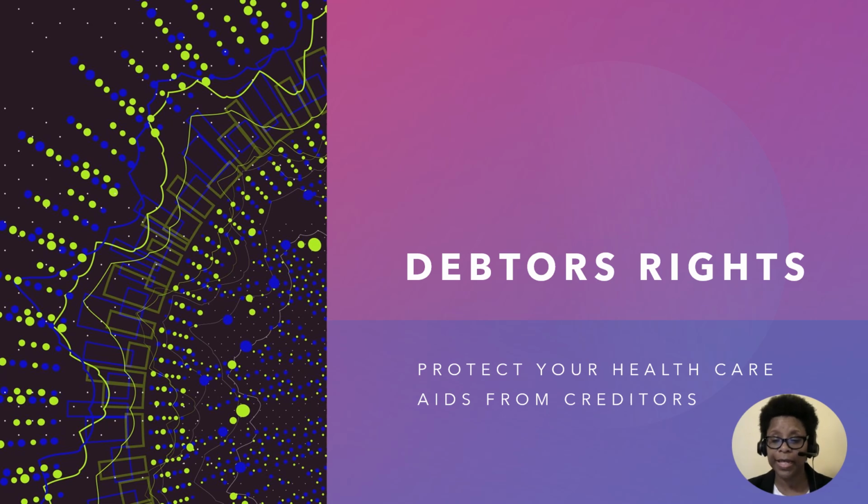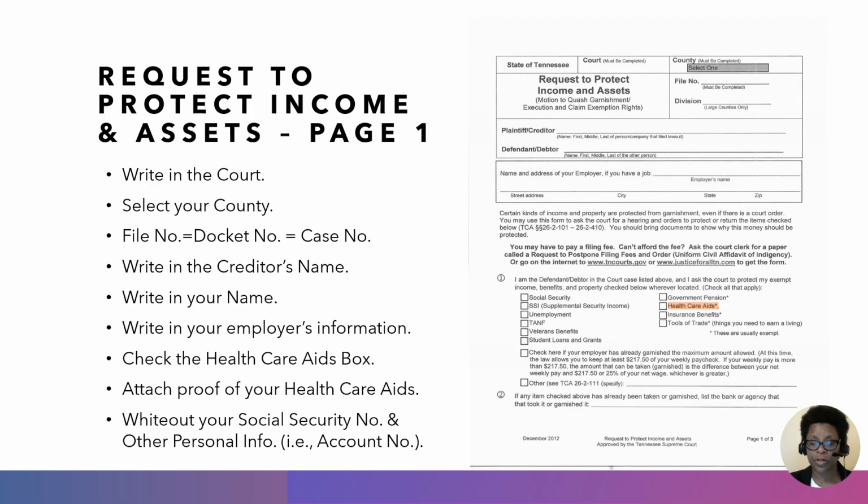Protect your healthcare aides from creditors is what we're going to talk about on this episode. This is the first page of the request to protect income and assets, and this is the document that you want to file with the court.